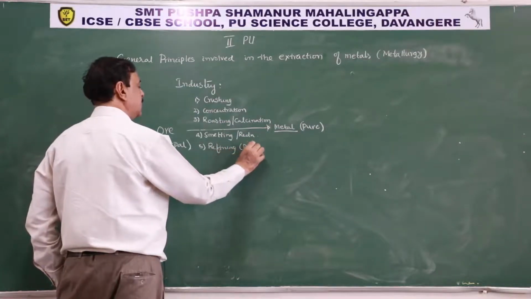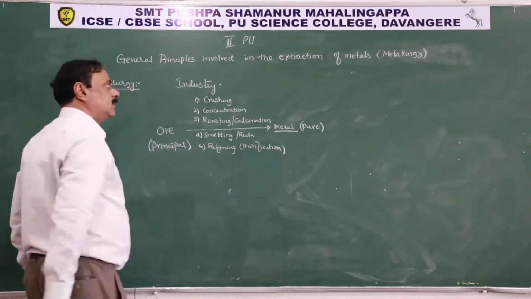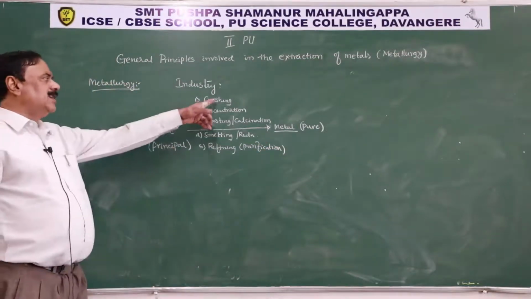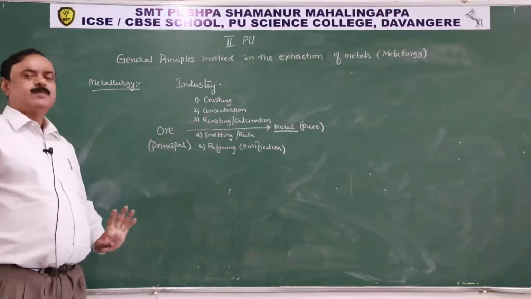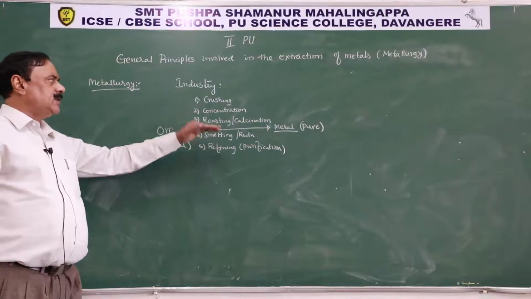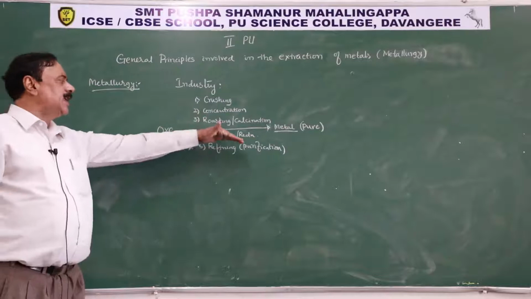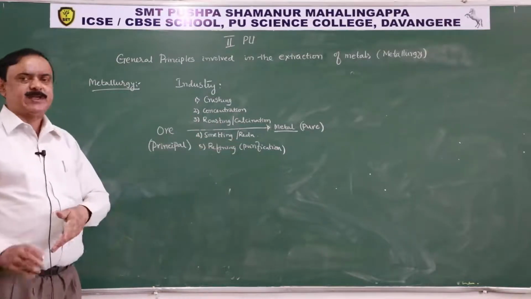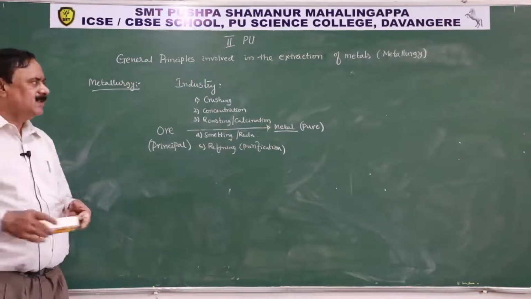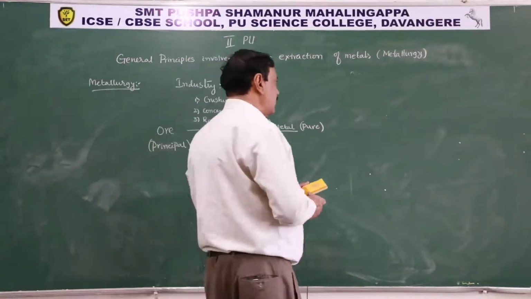Refining in the sense of purification of the metal. The five technologies used in this operation are: crushing operation, concentration, roasting or calcination, smelting or reduction, and refining or purification. Refining in the sense of removal of the last traces of the impurities. Now we come across them one by one.